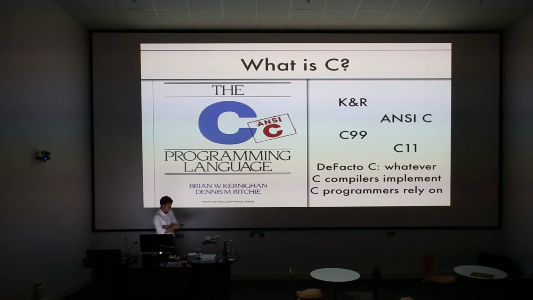Well, C is lots of things. It can be Kernighan-Ritchie, it can be ANSI C, it can be C99, it can be C11, so all the standards by this committee. And there is something which I would call the de facto C, which is whatever C compilers implement and whatever C programmers rely on. And it is not guaranteed that all these are in sync.